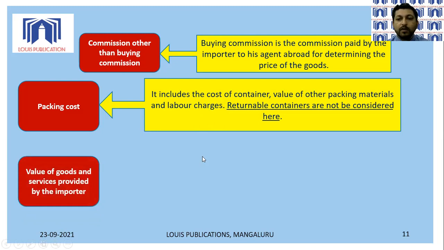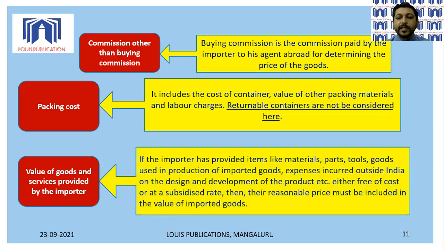Next is value of goods and services provided by the importer. If I am an importer, I expect a quality good. I expect goods as per my specification. So sometimes as an importer, I will supply goods. I will supply raw material. I will supply material to the exporter and convince the exporter to make use of this in the manufacture of goods which will be sold to me. So sometimes the importer will supply material, goods, or provide services free of cost or at a reasonable price.